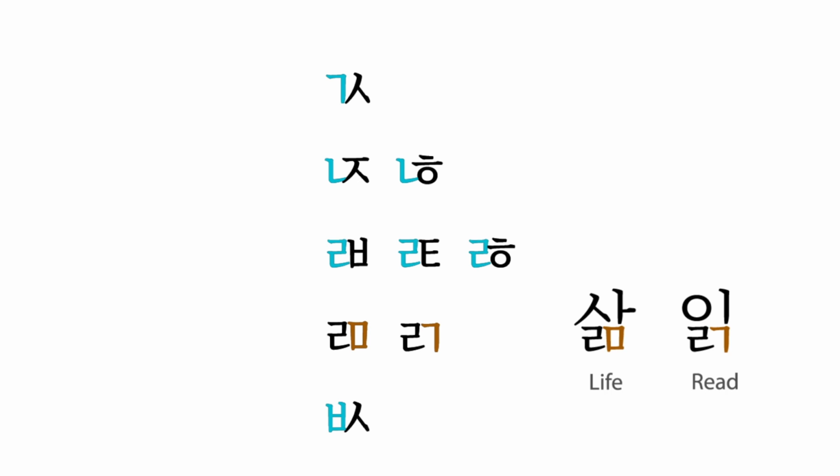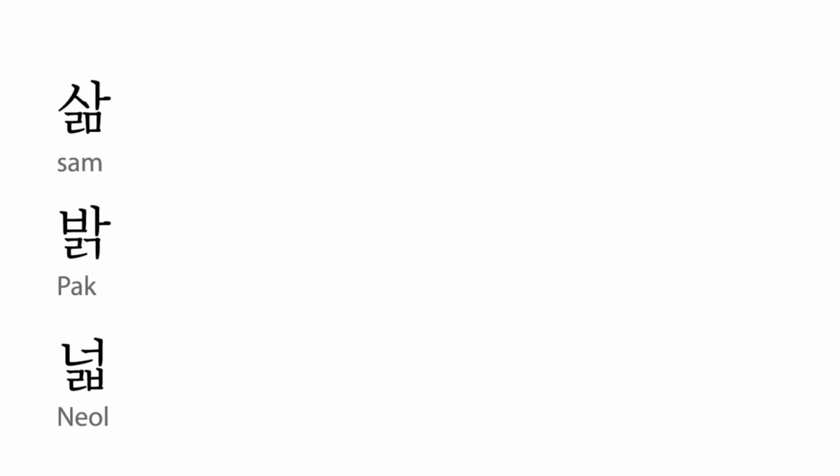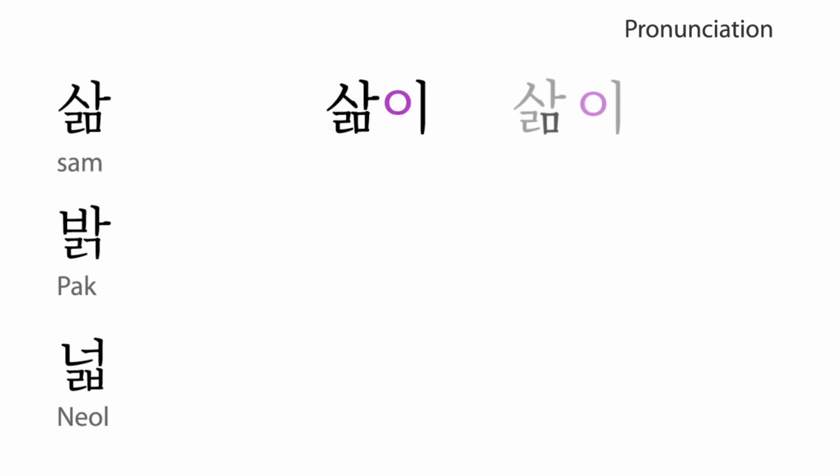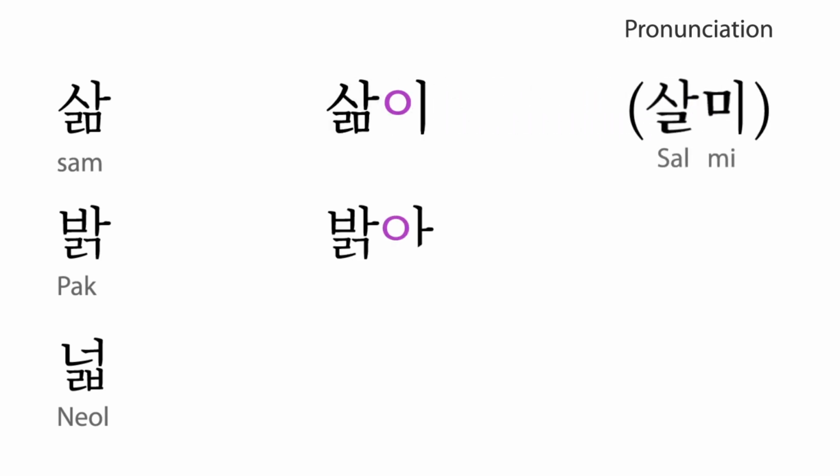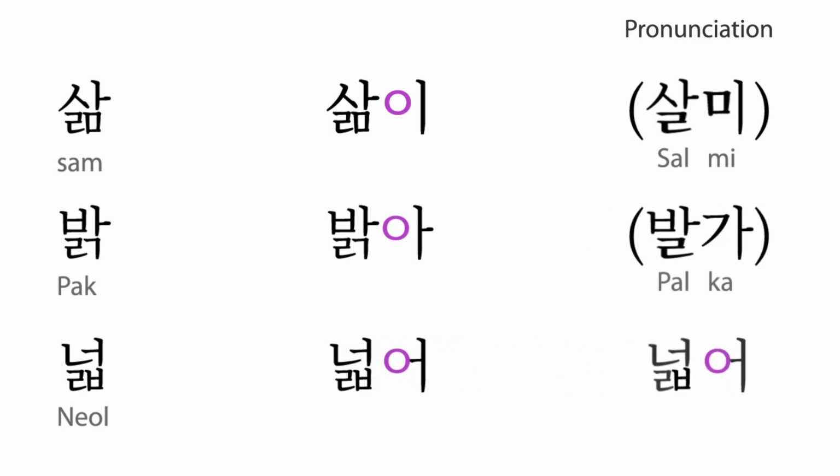But when the next block starts with a circle, the pronunciation of the second consonant moves to the next block, and both letters are read normally. 삶, 삶이, 밝, 밝아, 넓, 넓어.